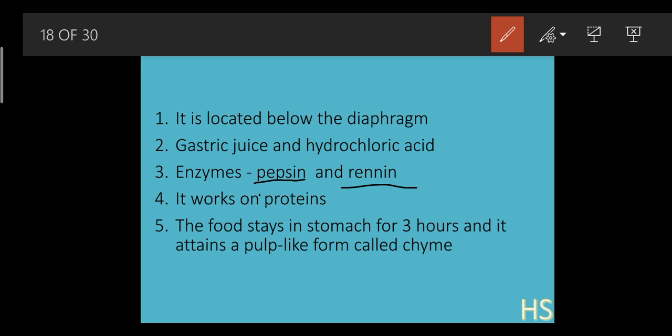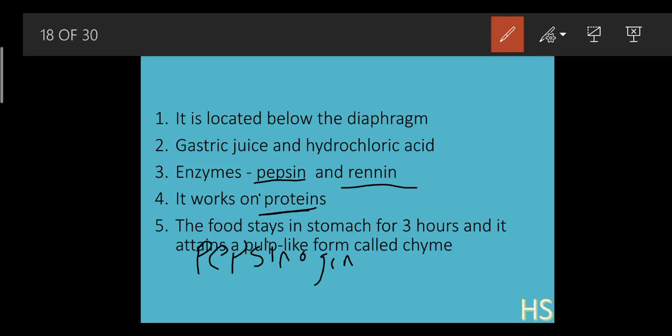What is the function of this pepsin and what is the function of this renin? This pepsin and renin both work on the proteins. Let's understand with more perfection. See, there is a pepsinogen. Okay, pepsinogen. What is pepsinogen?